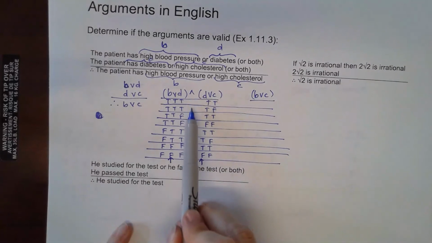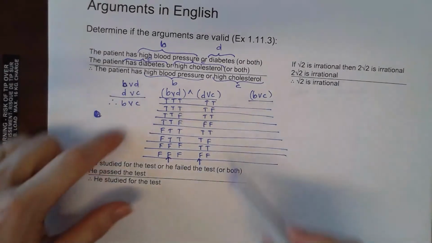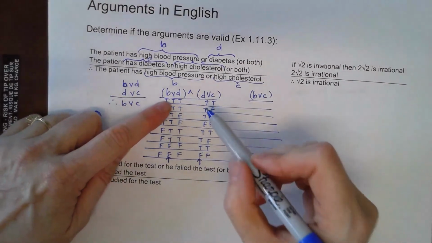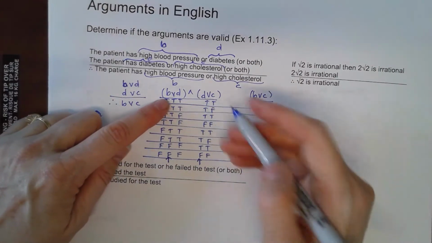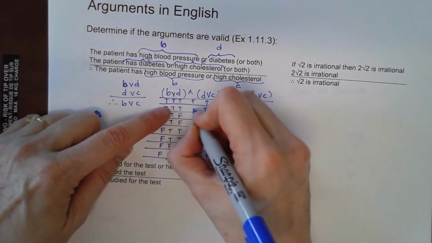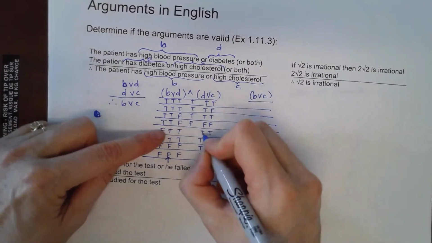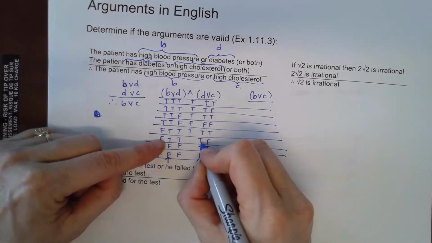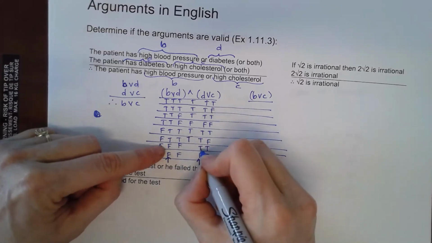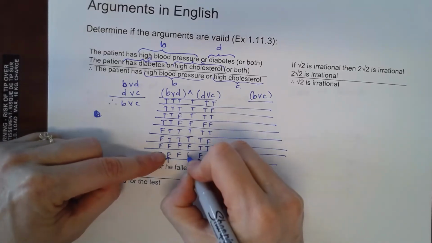And so here, the conjunction, we have to use those 2 rows. As long as they're both true, we have true. Those are both true. Those are both true. Those are both true. Nope. Those are both true. Next ones are both true. Nope. And nope.